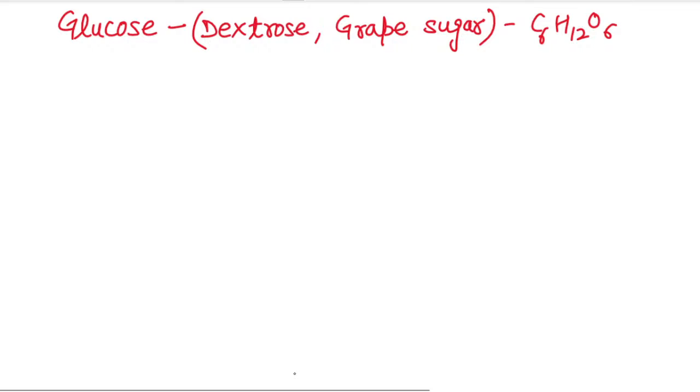Now, glucose occurs in nature in the free state as well as in the combined state, which we have seen in sucrose, in maltose, and even in lactose. Glucose is present in the combined state, and glucose as such is also present in nature. It always occurs in large quantities in ripe grapes. That is why it is also called grape sugar.